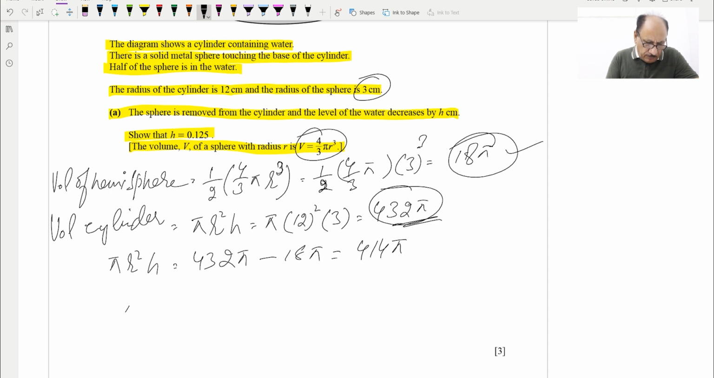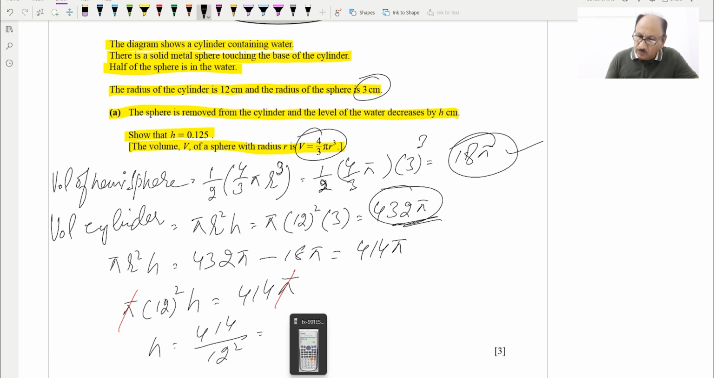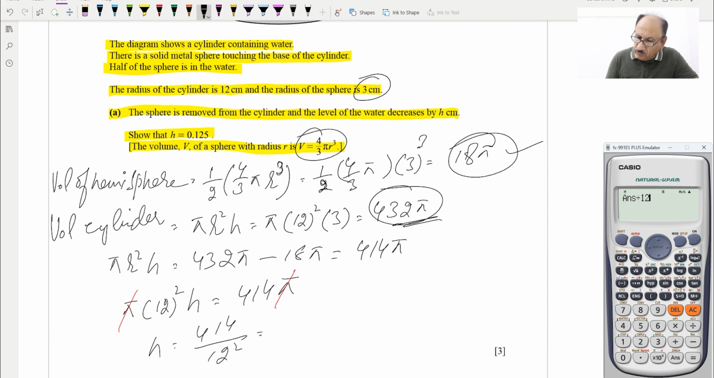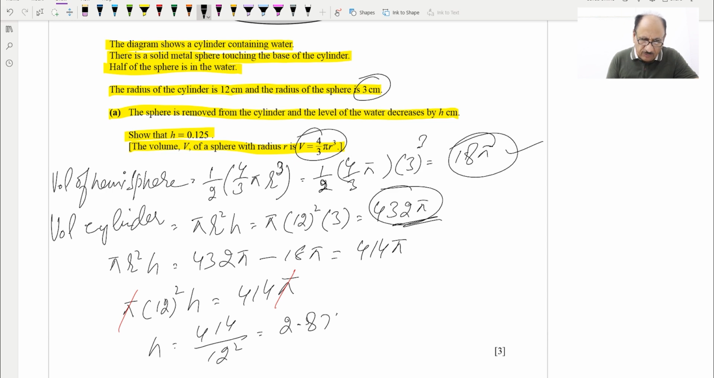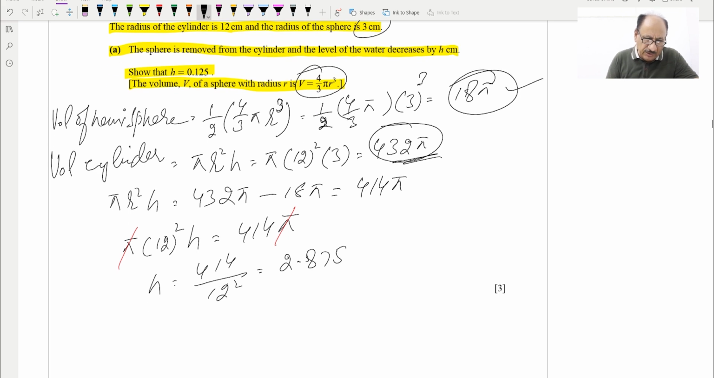Now we need pi r square, meaning 12 square, because the cylinder's radius is 12, and this is equal to 414 pi. Now pi will be cancelled on both sides, and the h value will be equal to 414 divided by 12 square, which is 2.875.